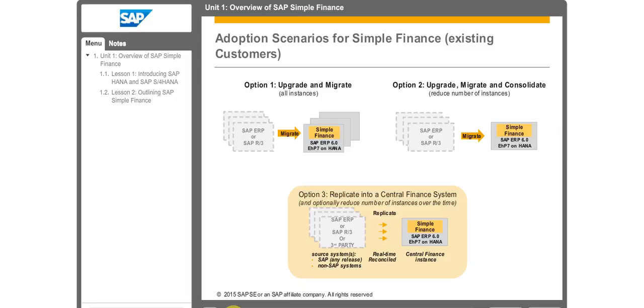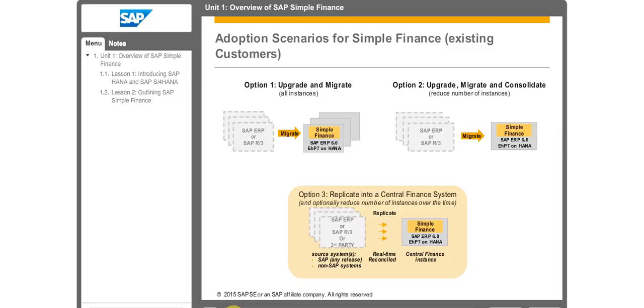Option 2 is to upgrade, migrate, and consolidate, and this would reduce the number of instances. This would essentially mean upgrading a single system to Simple Finance and introducing the other systems into the Simple Finance main system. Therefore, if you're coming from an environment with multiple, different, and separate systems, you can consolidate all of your data into a single instance.